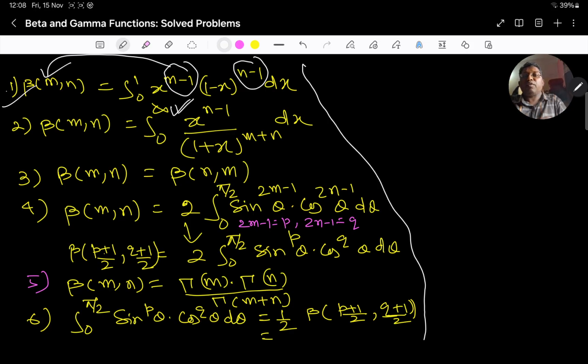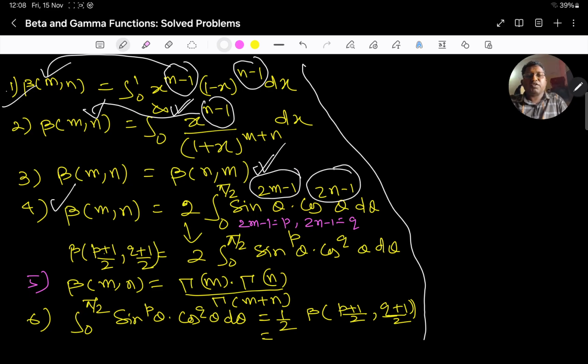Don't be confused here. Now this n plus 1, this n is increased here by 1. Then coming to here, beta(m, n) equals beta(n, m) is your symmetry property. Then coming to this type of integral, you know this integral. Now if you substitute 2m minus 1 is p, 2n minus 1 is q, then m becomes (p plus 1) by 2. This will be your m and this will be your n. So this is the formula.